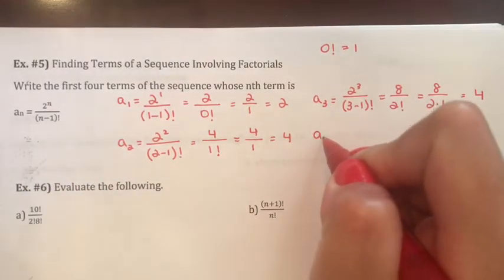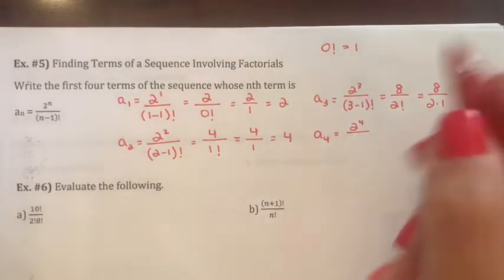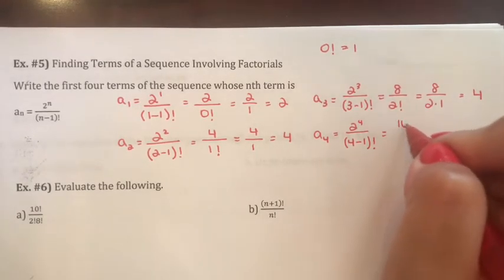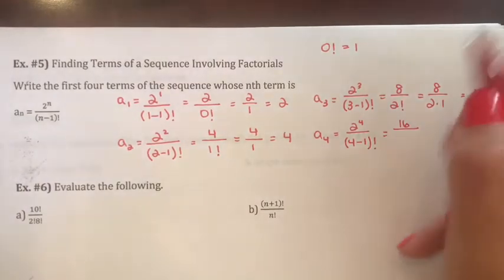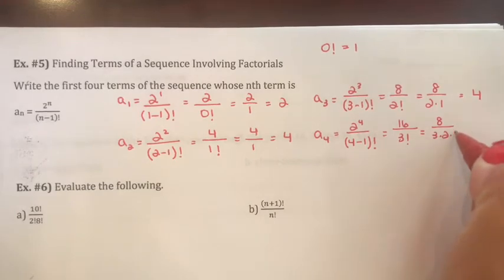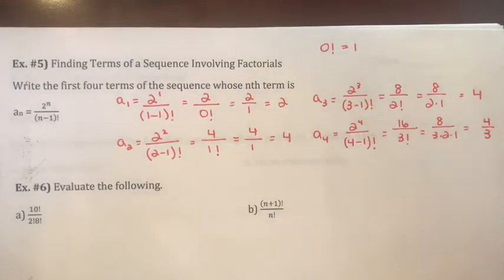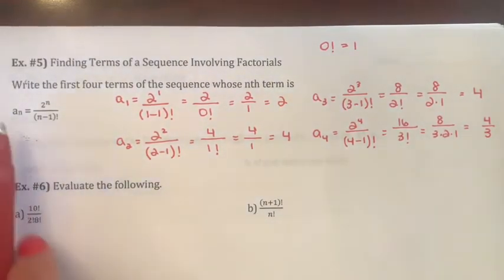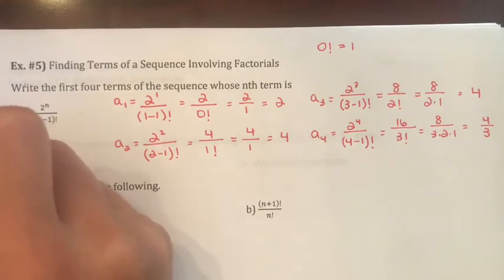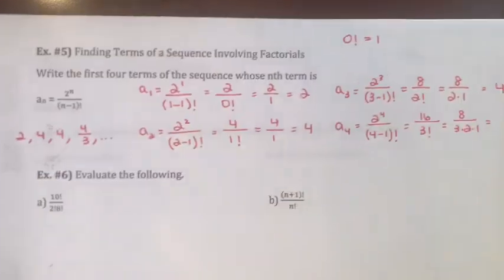And finally, we've got 2 to the 4th power on top, 4 minus 1 factorial. So that's 16 on top. This is 3 factorial, which is 3 times 2 times 1. So I end up with 8 over 6, which is 4/3 if we reduce. So the first 4 terms of our sequence are, we'll list them over here, 2, 4, 4, and 4/3.